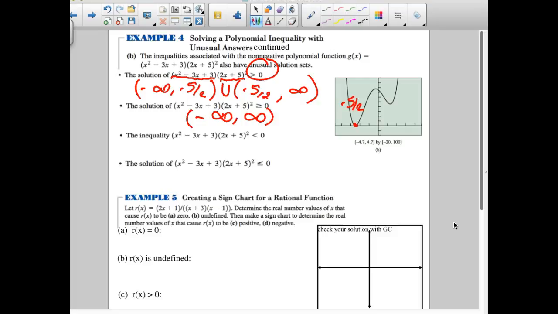Where am I less than 0? I'm not. Okay? No solution. Where am I less than or equal to 0? At negative 5 halves. And if it's a single number, remember we don't use the interval notation, we use that set bracket. They call that roster notation.